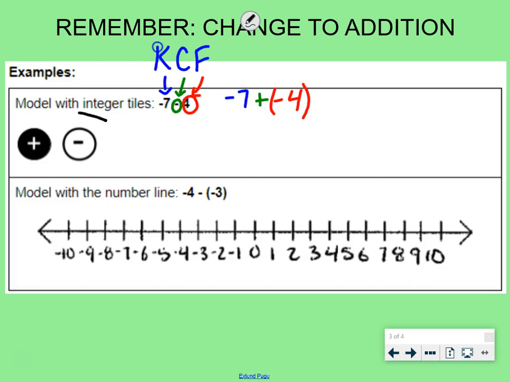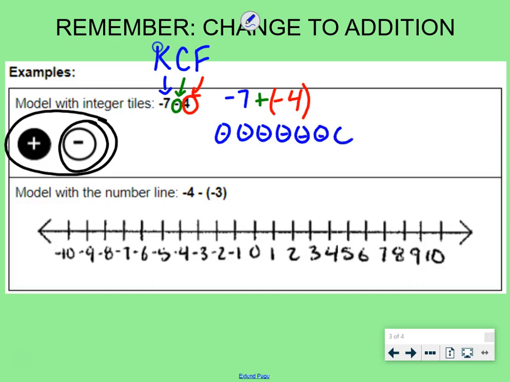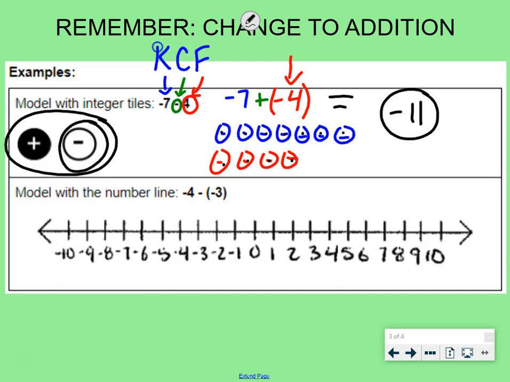So to use our integer tiles, we need to use those negative ones. We have -7, which means we have 7 negative tiles. So go ahead and draw 7 negative tiles. Then we are adding to that these 4 negatives. So that means we need 4 more negative tiles. How many total negative tiles do we have? Well, let's count them up. We've got 1, 2, 3, 4, 5, 6, 7, 8, 9, 10, 11. We have 11 negative tiles. So our answer to -7 plus -4 is -11.